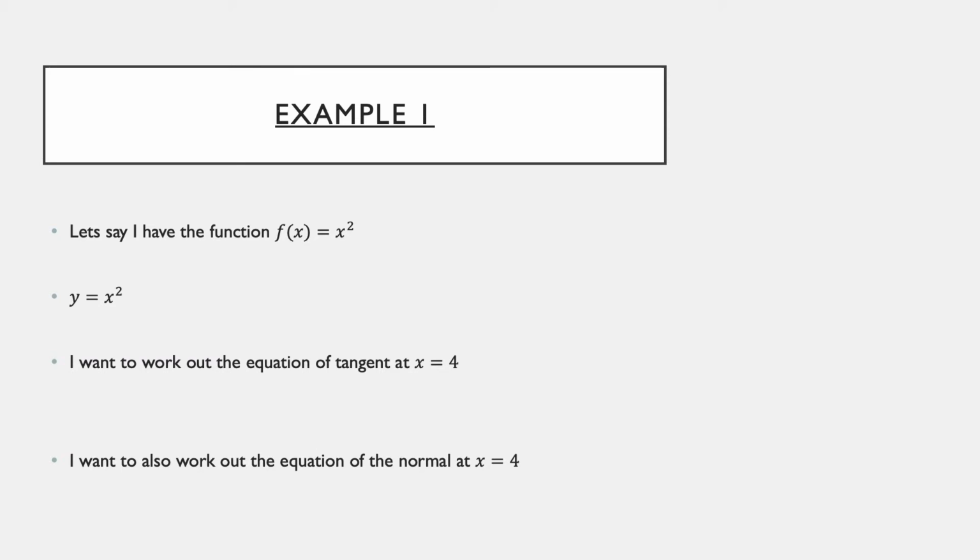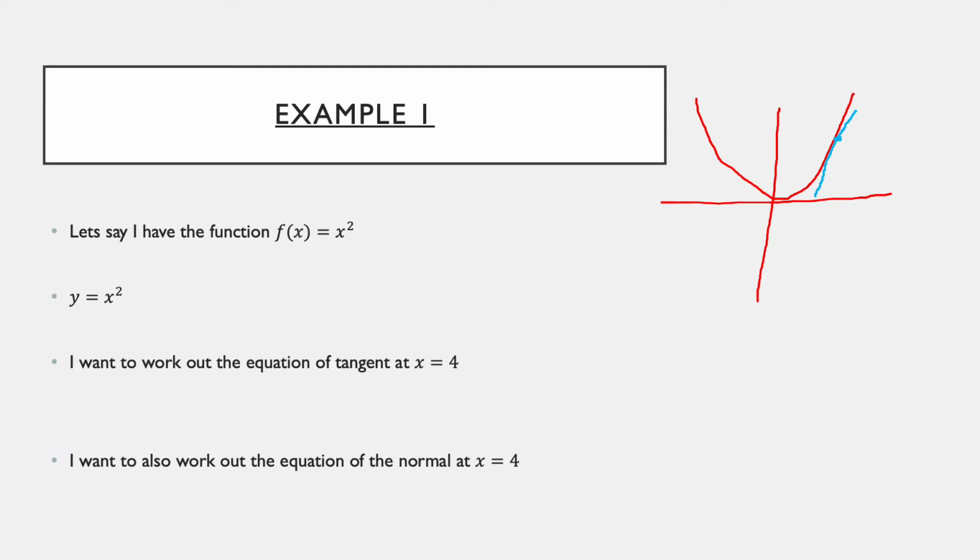I've got a function f of x equals x squared, and I want to work out the equation of the tangent at x equals 4. Now a tangent, we said before, is a line that touches the curve at one particular point. So x equals 4 will be roughly here, drawing a line that is a tangent to the curve.